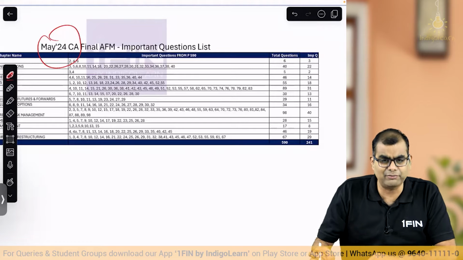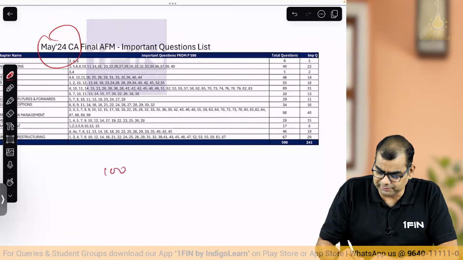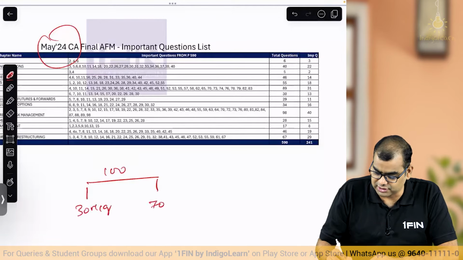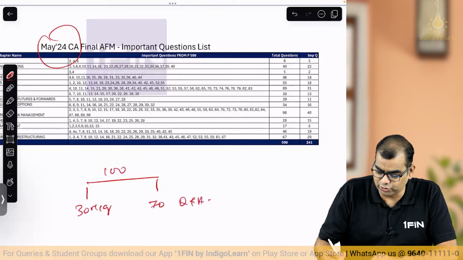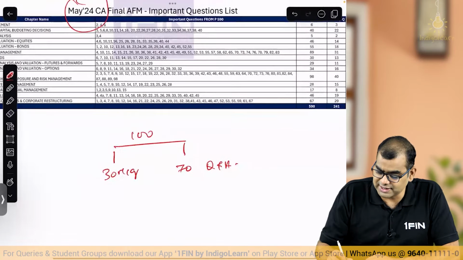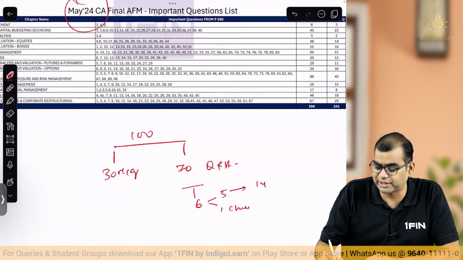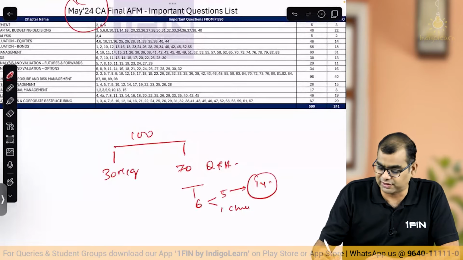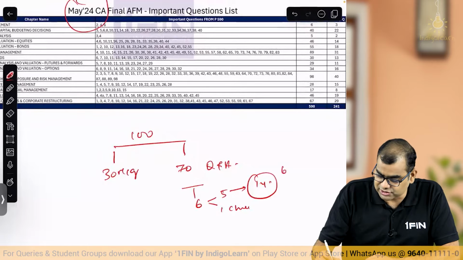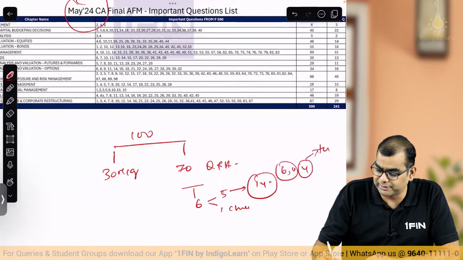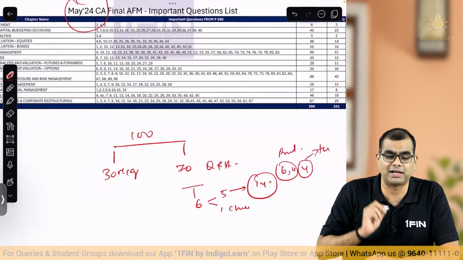For the May 24 exam, obviously, out of a 100 mark paper, 30 marks is MCQ. This is the new syllabus. 70 marks is Q&A. Out of this Q&A also, this 70 marks is split as you have 6 questions, out of which you can choose any 5. 1 you can leave in choice. And each one carries 14 marks. Now, this 14 marks is split very, very differently. In some cases it is split as 6, 4, 4, the 4 being theory, and the 6 and 4 being practical questions. Like that, it is split into multiple parts.